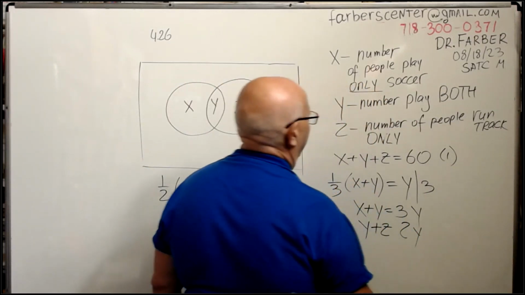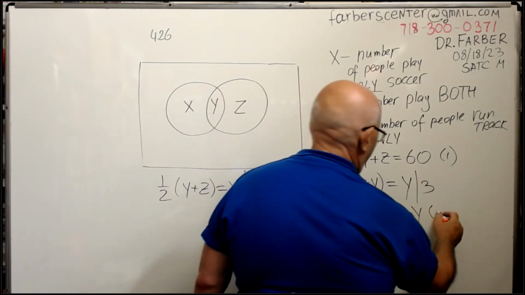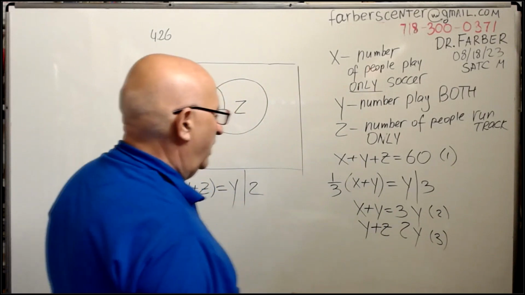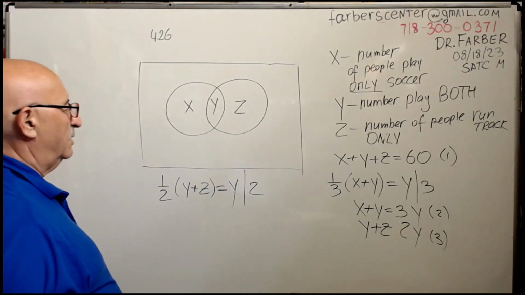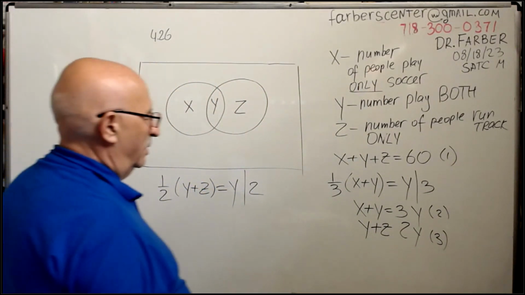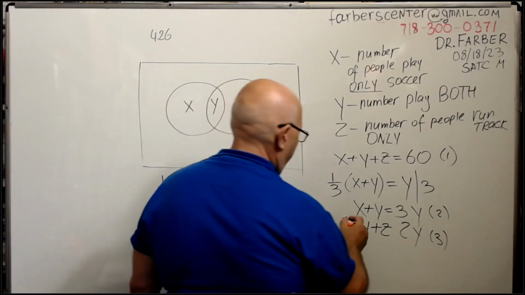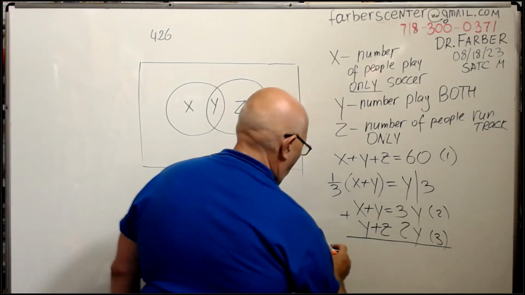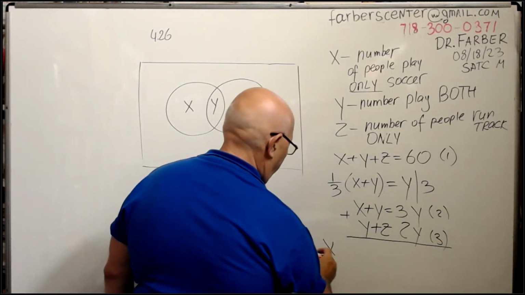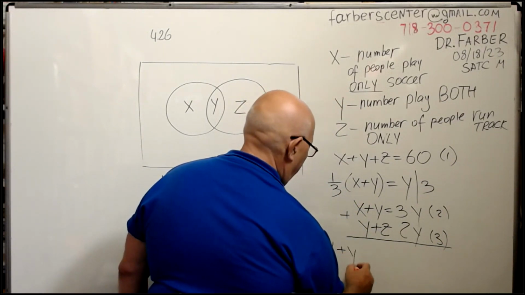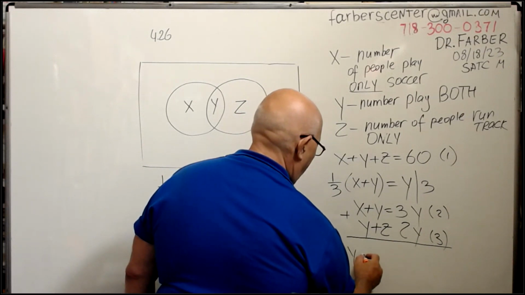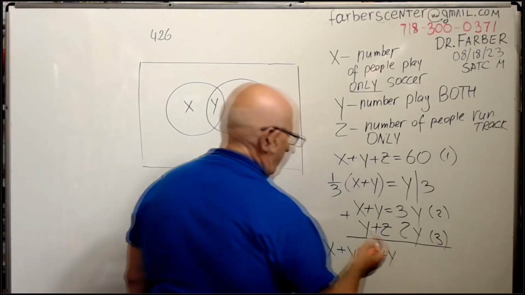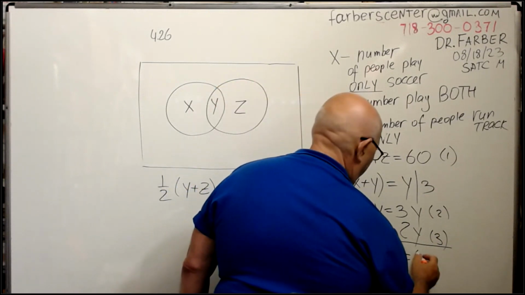Keep in mind, we have three equations. This is 1, this is 2, this is 3. Can you define this? Yes, because we have three equations, three unknowns. Let me add them up. If I add them up, I have what? X plus Y plus Z and plus Y. I just arranged for convenience. Equals 5Y.